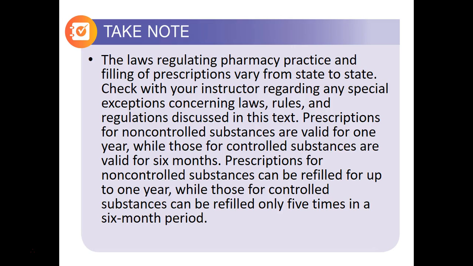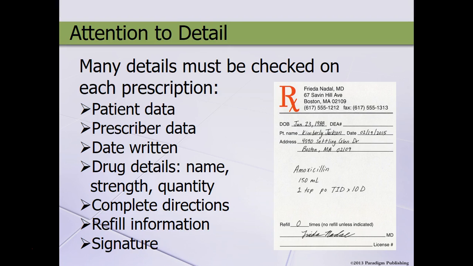However, national or federal law says that a C5 can be valid for up to 1 year. Prescriptions for non-controlled substances can be refilled for 1 year, while those for controlled substances can be refilled 5 times in a 6-month period. Attention to detail is critical. Many details must be checked on each prescription.